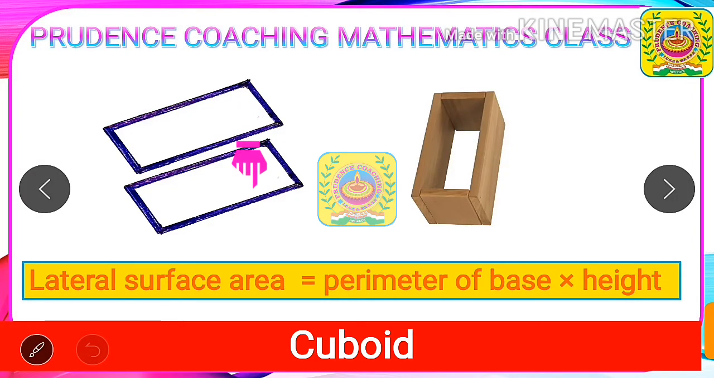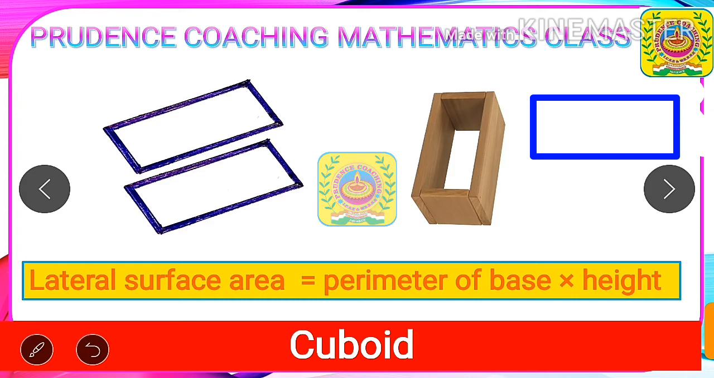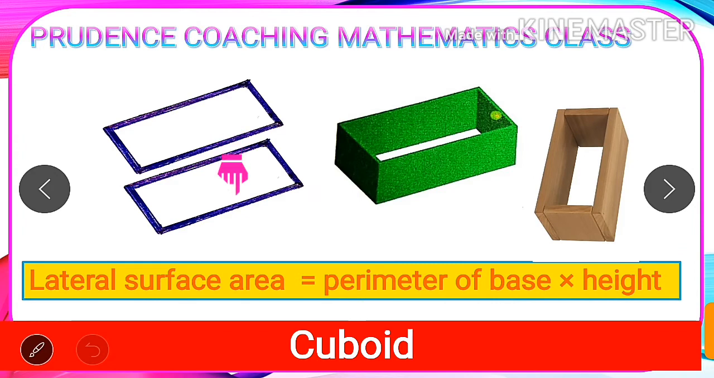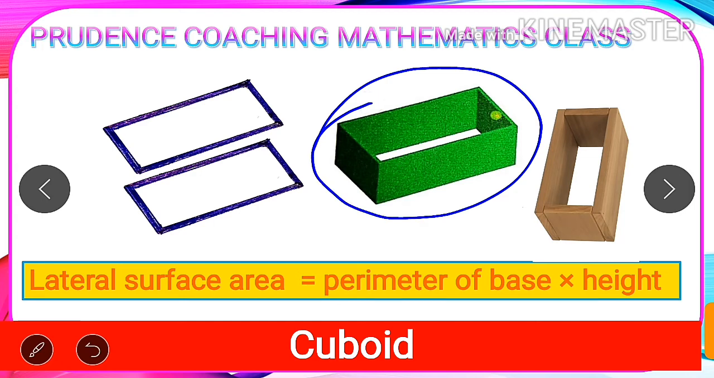If we take perimeter, perimeter means the outer boundary. So if we take the perimeter of the rectangle, because the base of the cuboid is a rectangle, we will just take the outer boundary. So in this figure you can see this is the outer boundary of a rectangle. Now if we go on adding boundaries one after another, then the figure will change to look like this, meaning it will look like the four walls of your room, and this is only the lateral surface area of a cuboid.